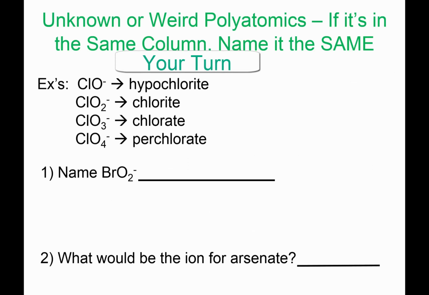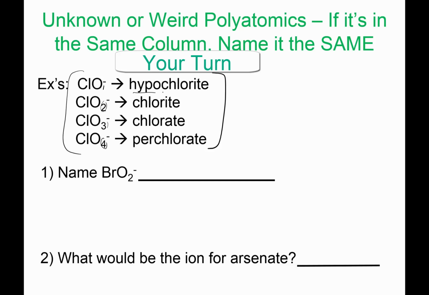Okay, so I have another slide on naming. If you see these, these are really common. These are the most common. These are called oxyhalide polyatomic ions. Notice the number of oxygens is increasing by 1, so it goes 1, 2, 3 and 4. So look, notice how the name changes.